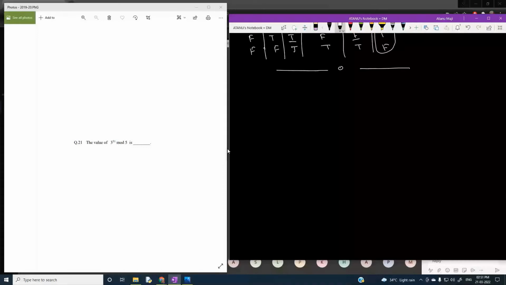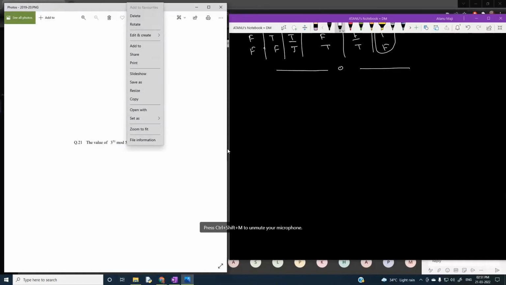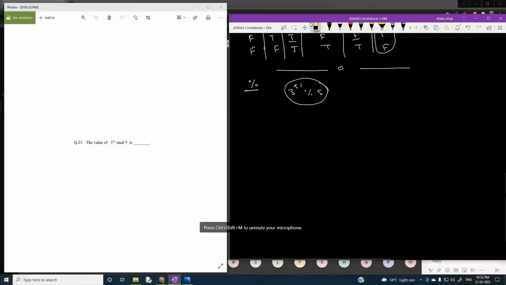First of all, we have to learn what the concept of modulo is. Modulo means if we divide 3 to the power 51 by 5, what is the remainder? I think in coding you have used this percentage symbol, the modulo symbol, to find this. So in coding we can write 3 to the power 51 percent 5, and we have to find this number. So the question is: if we divide 3 to the power 51 by 5, what remainder do we get? Got it?